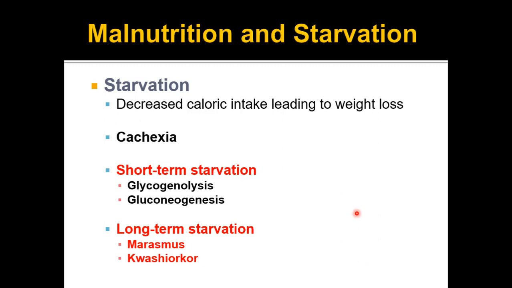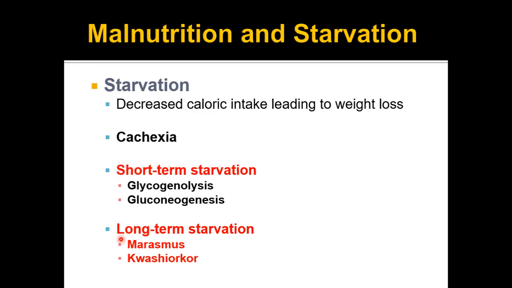All right, so looking at malnutrition and starvation now, these next couple slides involve cases where it's not the person's choice to be malnourished or starved. So starvation, by definition, is just listed up here. It's a decreased caloric intake. That will definitely lead to weight loss. And cachexia is the result of prolonged starvation. Cachexia is basically wasting away. So somebody's losing their fat mass, they're losing their muscle mass, and start looking like basically a skeletal person.